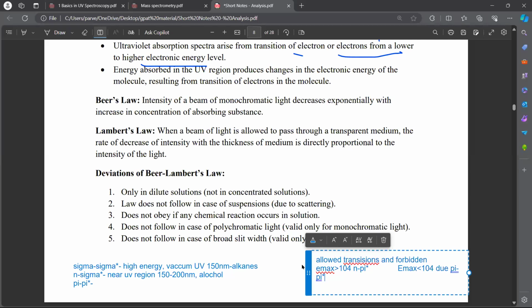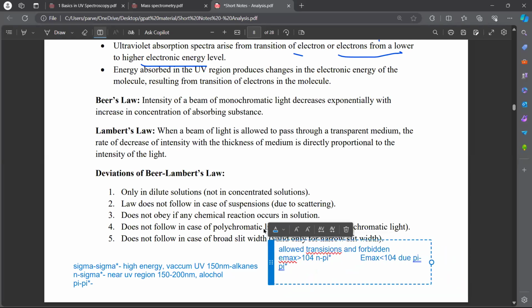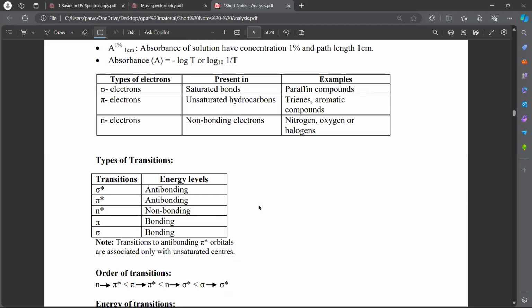So this is all about the types of transitions. Basically, do you guys know the different bands which are absorbed in the UV? There are different types of bands which are absorbed in the UV. So tell me, guys, what is the K band? What is the K band and where does it occur? Come on, guys, quick. Do you guys have any idea about the K band?